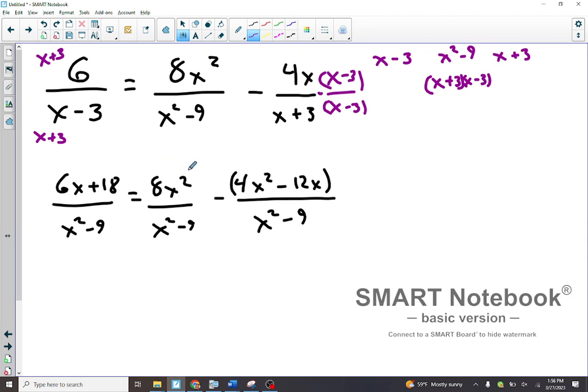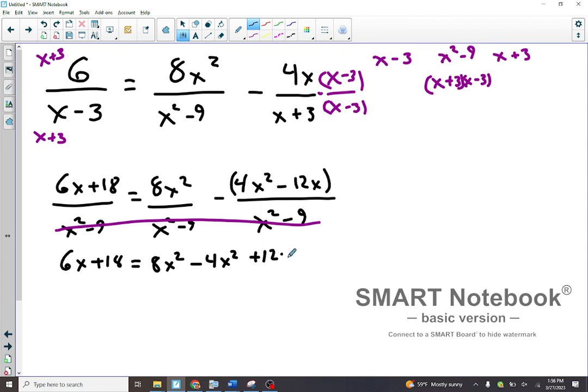All right. In this one, we have x squared minus 9 on the bottom. Cross them out. Remember, this is minus, so make sure you distribute that negative correctly. So 6x plus 18. To the right side, this is the thing that's being subtracted, so that whole thing is negative. 4x minus, but this is a double negative, so plus 12x. I'm dealing with x squared and x.